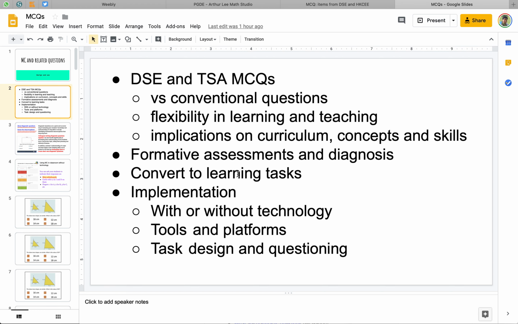And that means in this way, they are turned into learning tasks in the classroom. It's not simply practice for public exams. We can use it in many different ways with or without technology. So that means it can be just a simple paper form to use in the classroom, or it can be turned into the electronic platform that we'll try to introduce to you, or some other platform that is convenient. So overall, it is leading to your understanding of task design and developing of questioning when you try to make use of this kind of MC question or try to adapt them.